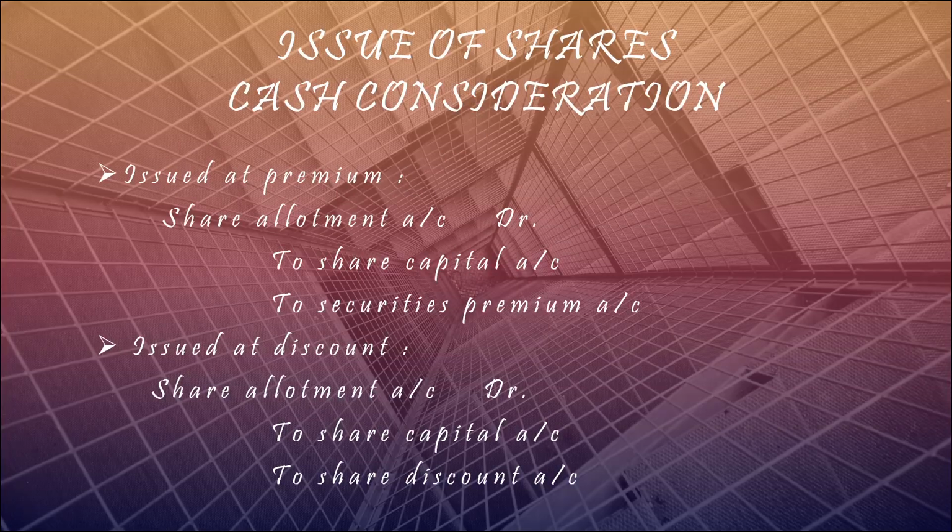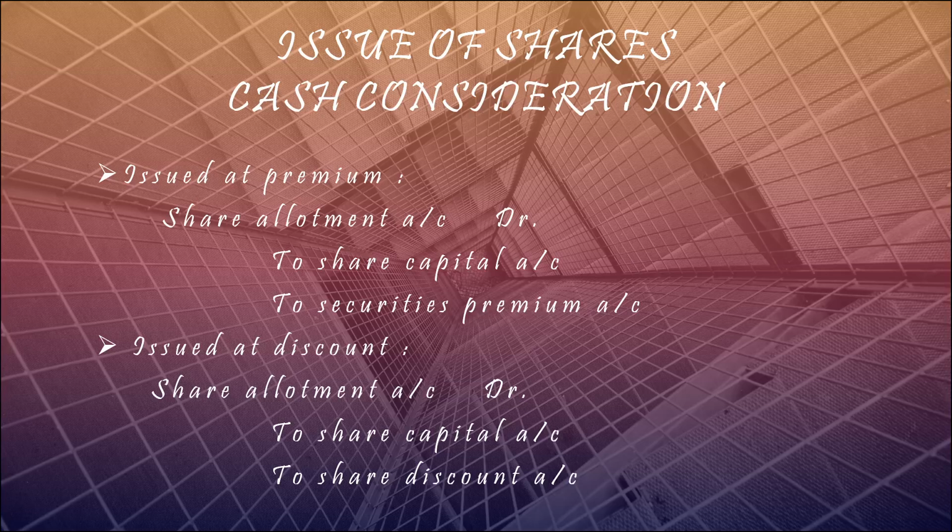Issue of shares is classified into three categories. First one is issued at par, second is issued at premium, and third one is issued at a discount. Issued at par means the amount received for issue of shares and the face value of shares are the same. Next one is the premium. Premium means the difference between the par value of a company's share and the total amount of money a company receives for shares recently issued. Premium entry: share allotment account debit to share capital account and securities premium account.